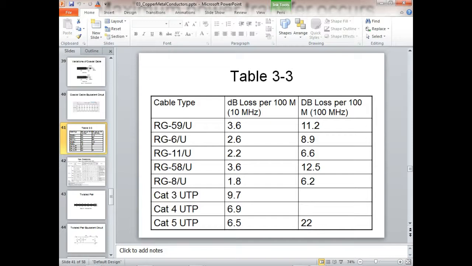RG58 used to be really popular when we first started doing networking. Topology in networking, this is the way we connect a network together. And we have three basic topologies. Anybody know what they are?